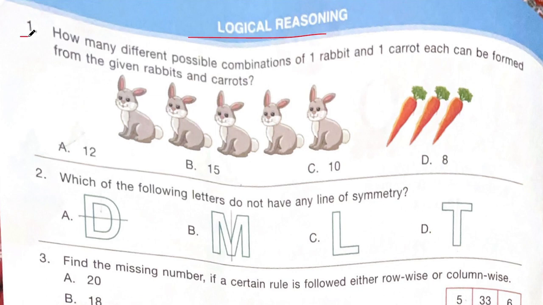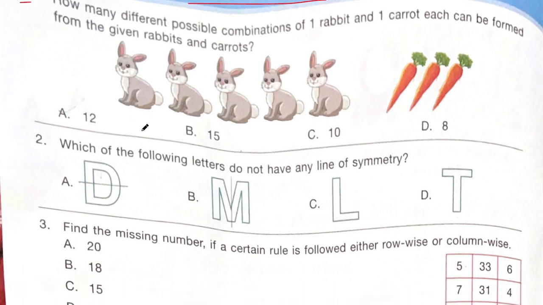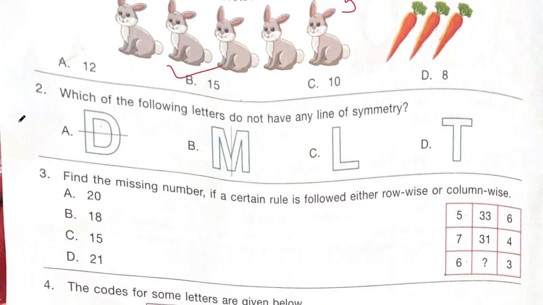So the first question is, how many different possible combinations of one rabbit and one carrot each can be formed from the given rabbits and carrots? So as we can see here, 5 rabbits are there and 3 carrots are there. So the different possible combinations are 5 multiplied by 3, that is 15, which is here in option B.